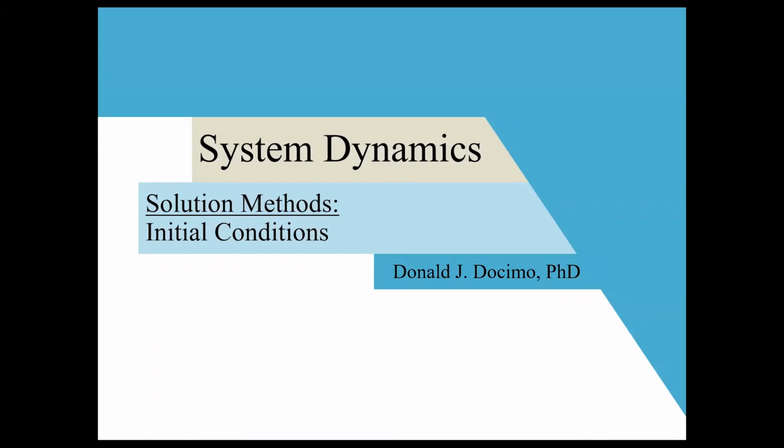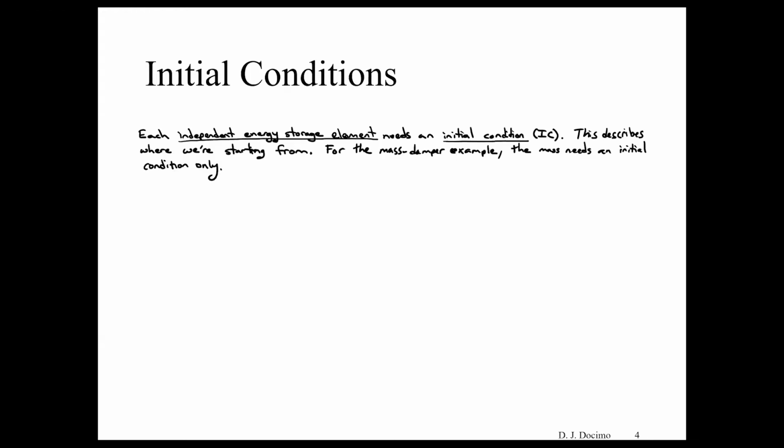This video is going to go over initial conditions. So each independent energy storage element needs an initial condition. This describes where we're starting from. So for the mass damper example, this mass needs an initial condition only.